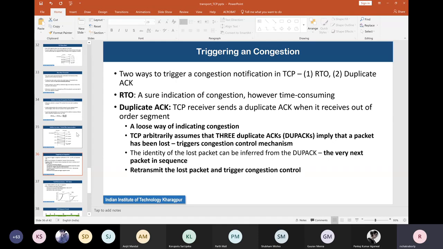Taking time we have already studied. Now the other option. Taking time to understand that it is taking time, it will take even more time, so it is quite slow. Duplicate acknowledgement is an alternative. TCP arbitrarily assumes that 3 duplicate acknowledgements for the same segment imply a packet has been lost, and it triggers congestion control. That is a seriously bad situation.